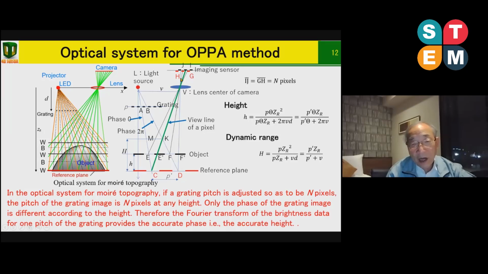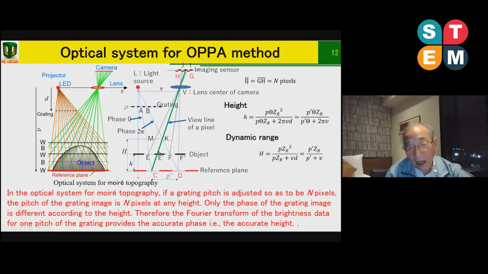And this is the camera's 1 pixel point of view line. So in this case, here is phase 0. And here is a phase of about 150 degrees. And here is 360 degrees. So the height is according to the phase.